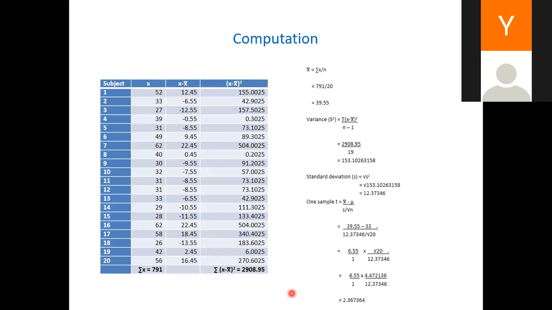Now, look at the X values listed here. If you sum every X, sigma X, it's 791, the total age. So the mean is sigma X over N, and there are 20. So the mean is 791 over 20, which is 39.55. So for you to calculate the variance or standard deviation, you know the formula; this is the formula for variance.